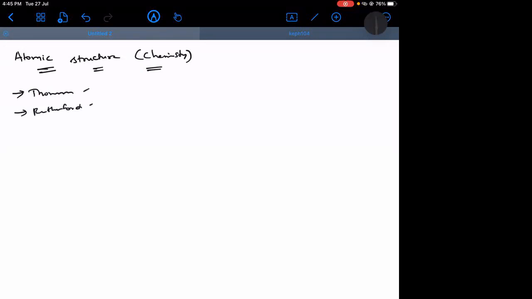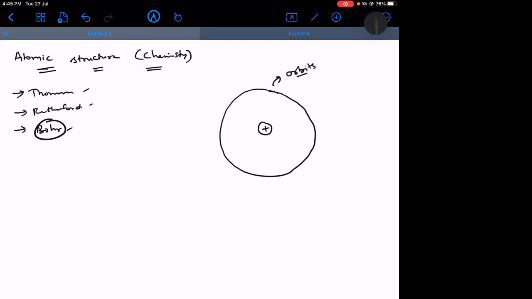So each one had their drawbacks based on which certain theories were proposed, where we are following the Bohr's model of atom. Right. So what did Bohr say? Can someone tell me? So Rutherford told that there is a central part called as nucleus, and around this nucleus, what did Bohr say? There are orbits in which there are electrons revolving. I hope you know this, right?